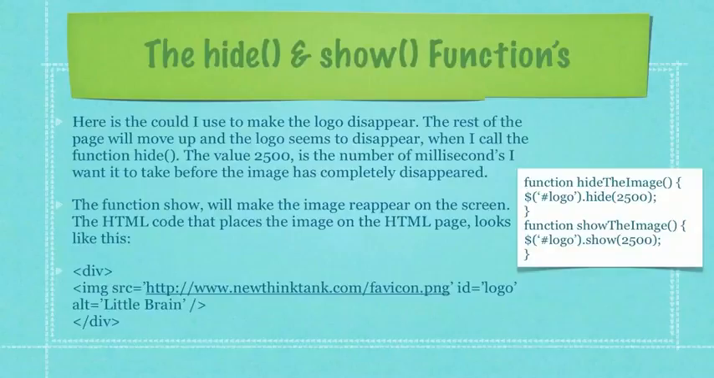Here is the code I used to make the logo disappear. The rest of the page will move up and the logo seems to disappear when I call the function named hide. The value 2500 is the number of milliseconds I want it to take before the image has completely disappeared. The function show will make the image reappear on the screen. The HTML code that places the image on the HTML page looks like what you can see here in the third bulleted item, this div that I've defined down here.